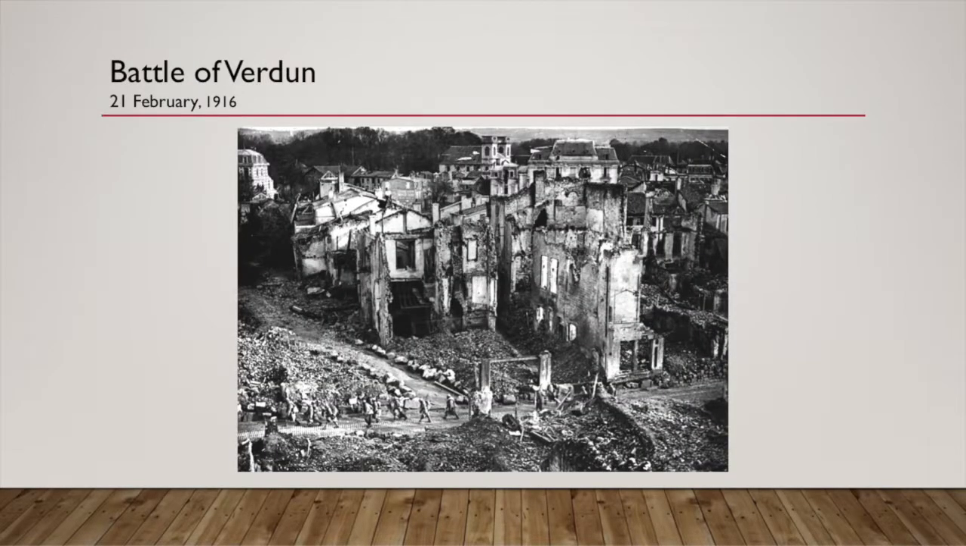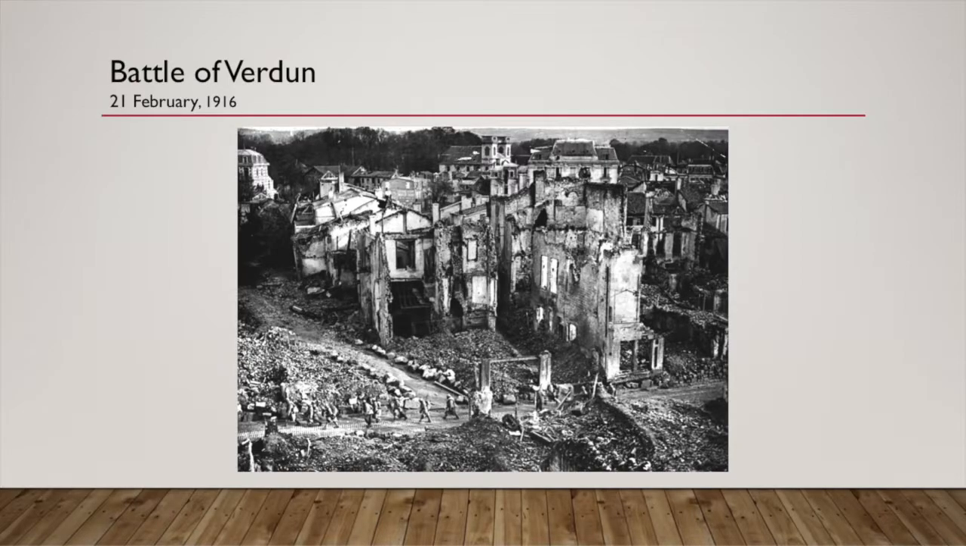The Battle of Verdun, 21st of February 1916. The Battle of Verdun began with a 9-hour artillery barrage on a 20-kilometer front with an estimated 1 million shells fired. The Germans' advancements were quick, and on the 25th, they were only 2 miles from Verdun.